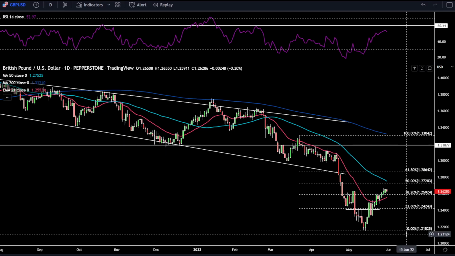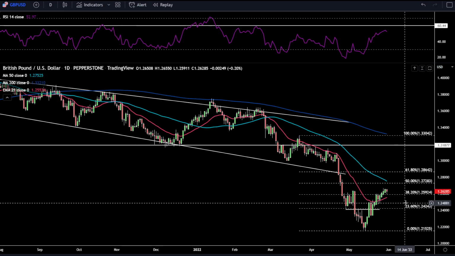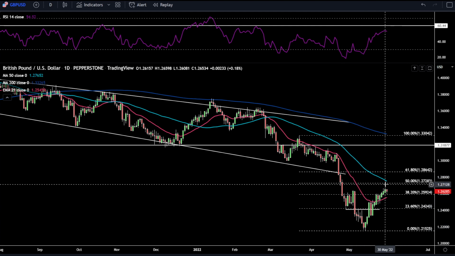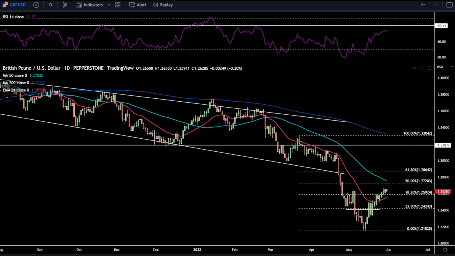Let's go over to cable. Cable, similarly to the euro, is struggling to keep its bull run intact. It got above that 38.2 Fibonacci level, just above 126, and now once again the RSI is just short of that 60.44 and looking to roll over here.